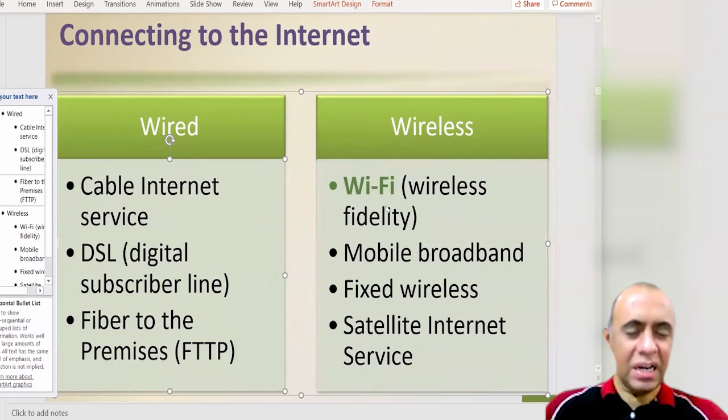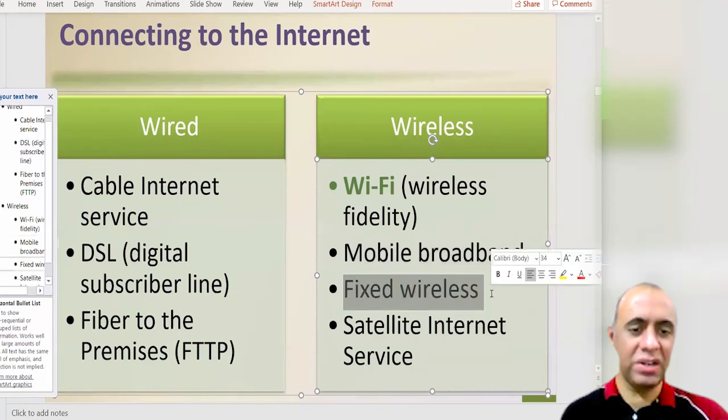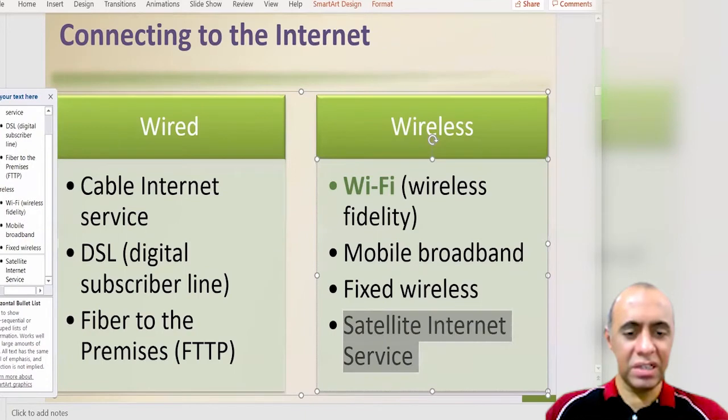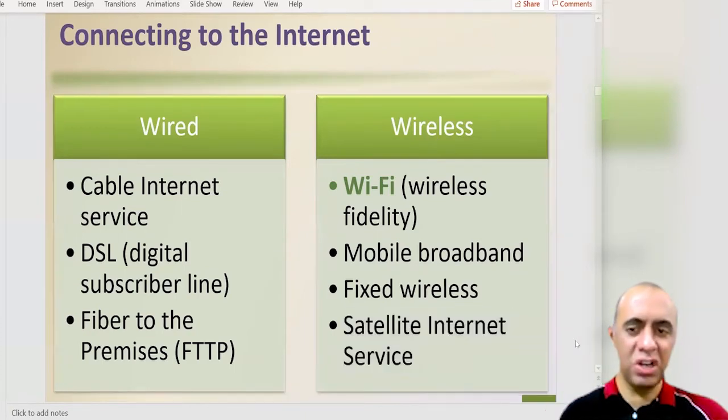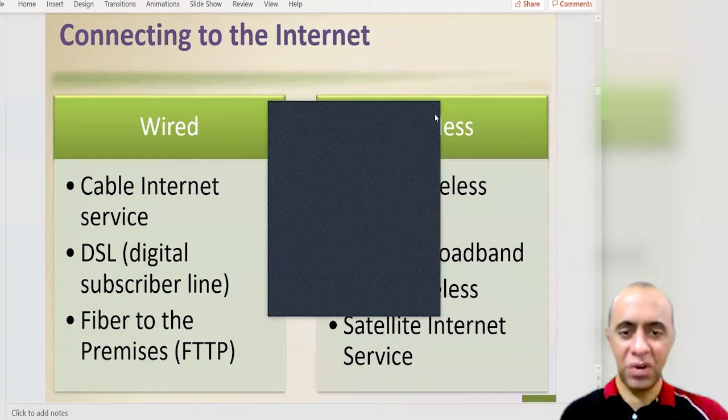Wireless: you all know Wi-Fi is short for wireless fidelity. Then there are mobile broadband internet services. These are wireless. Then fixed wireless internet services. They're less frequent but still out there. And then there are satellite internet services. So all of these are available, and you can choose different services if you want.